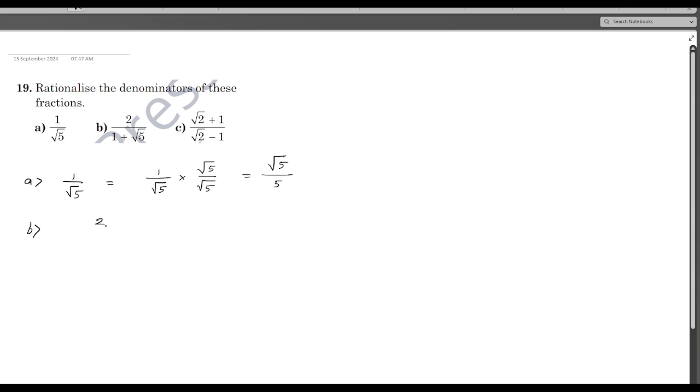B is 2 divided by 1 plus root 5, so we multiply numerator by 1 minus root 5 and denominator also 1 minus root 5. So our numerator will become 2 minus 2 root 5. Denominator will become a plus b, a minus b is a square minus b square, so it will become 1 minus 5.